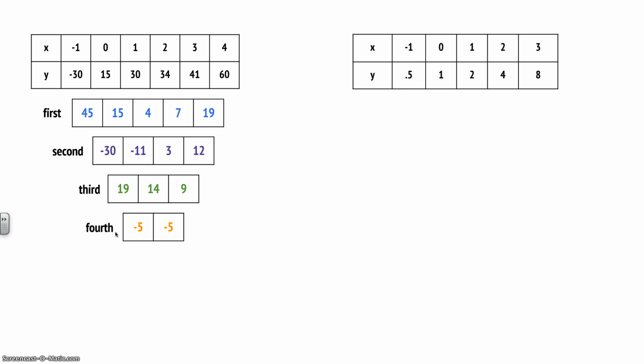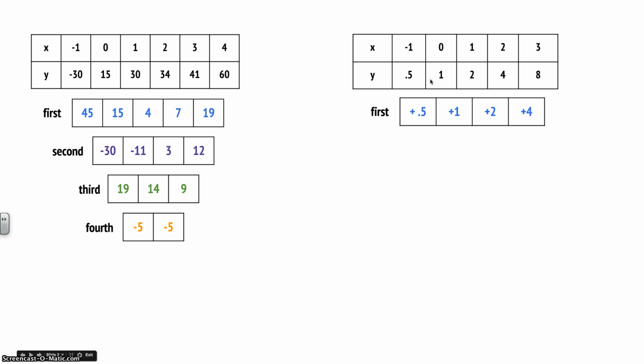Here's an example of a different function. In this function, if we do the first difference, we get plus 0.5, plus 1, plus 2, plus 4. You can kind of start to see that we're doubling here. And if we look at the ratios between each term, if we look at the ratio of 1 to 0.5, 2 to 1, 4 to 2, and actually I could have even added 8 to 4, but I forgot. All of those ratios equal 2. 1 divided by half is 2. 2 divided by 1 is 2. 4 divided by 2 is 2.